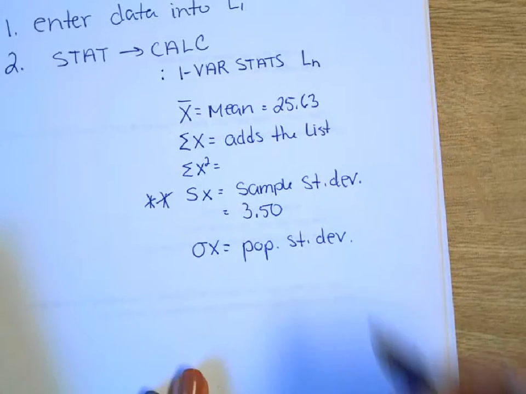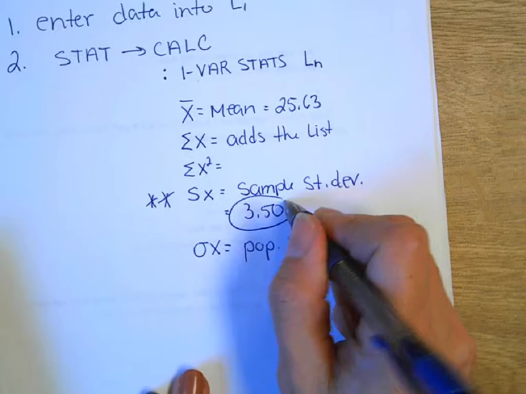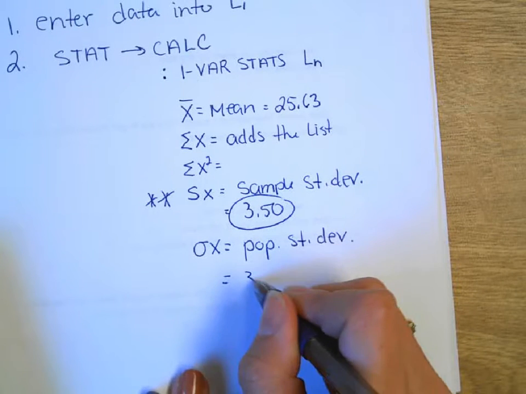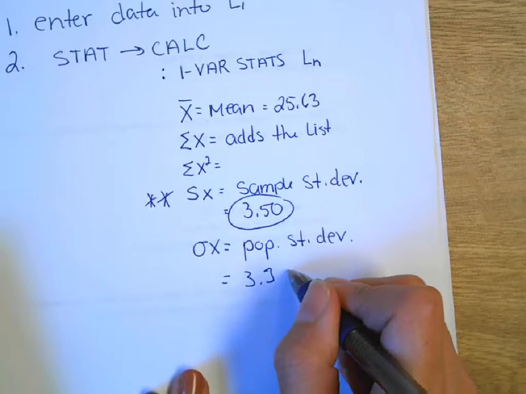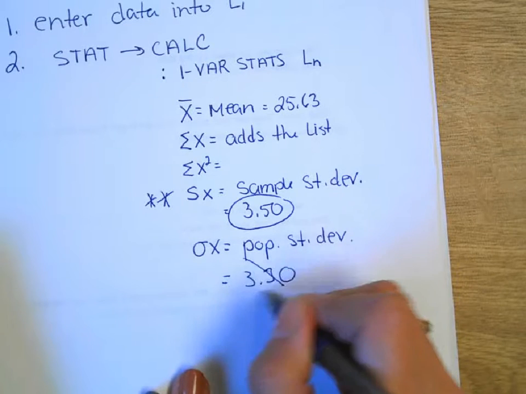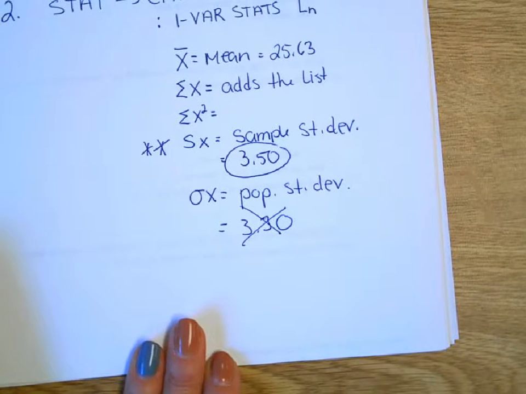Did you put in a sample or did you put in a population? We put in a sample, so this is the standard deviation I would use. I would totally ignore this number because I didn't use a population. So it's up to you to decide which of those two to use.